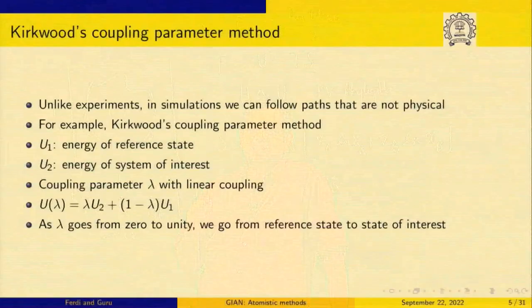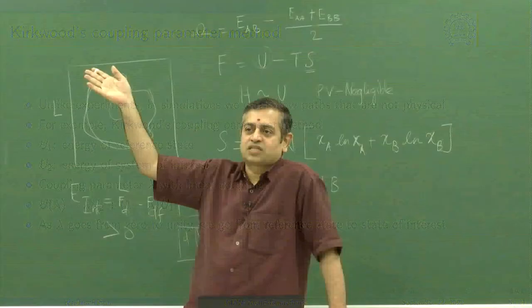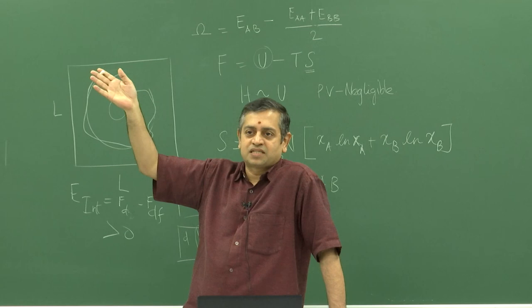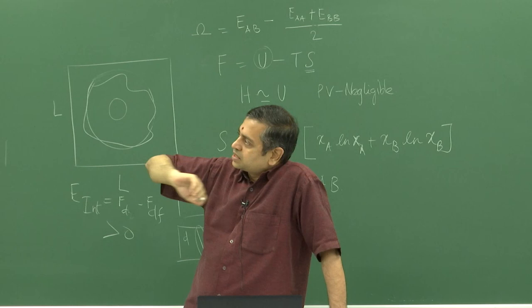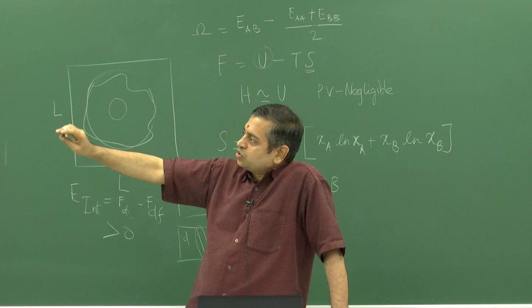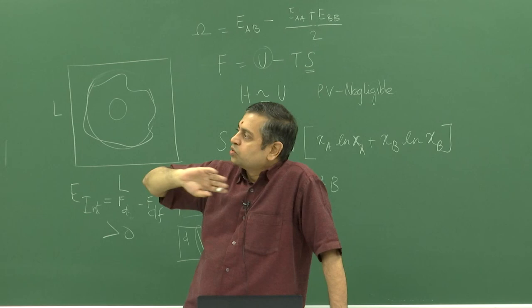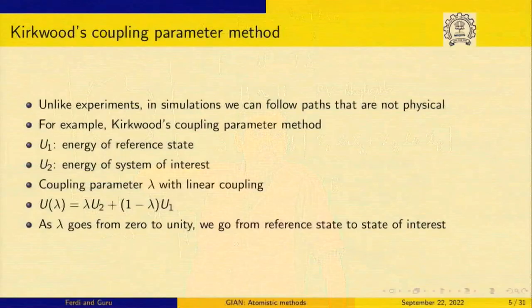You can set up a thought experiment which takes you from some reference state to some other state of interest. One of the simplest things is what is known as Kirkwood's coupling parameter method, where you take U1, which is the energy of the reference state, Einstein crystal for us. U2 is the energy of the system of interest, that is, let us say, a crystal with a stacking fault. Now, you introduce a linear coupling parameter lambda. How is it introduced? The energy U of lambda is written as lambda U2 plus 1 minus lambda U1. And you start changing lambda from 0 to 1.